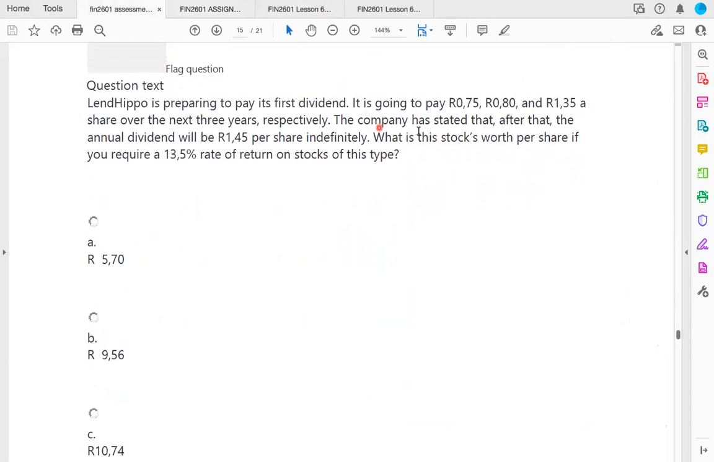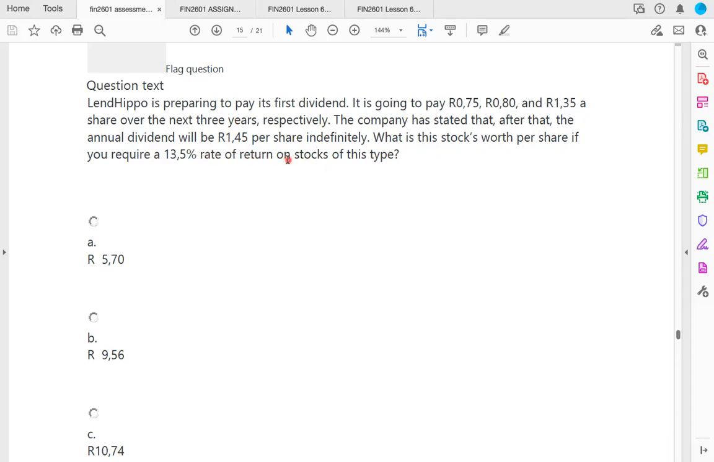So this one is pretty similar to the question that we just did, right? We're told that we have a company that's preparing to pay its first dividend, and then it's going to pay the following dividends over the next 3 years, respectively. The company has stated that after that, its annual dividend will be 1.45% per share indefinitely. What is the stock's worth per share if you require 13.5% return on stocks of this type? So this question now should be a bit easier given the question that I just did.